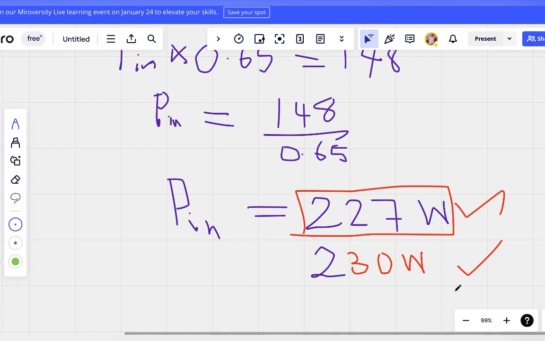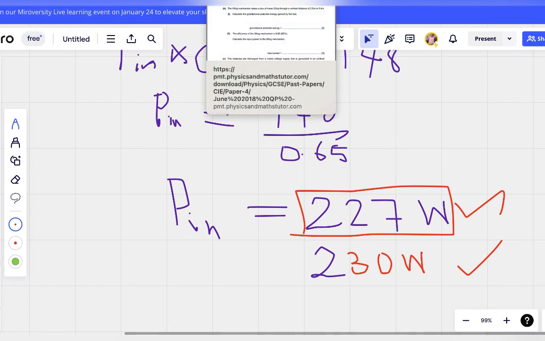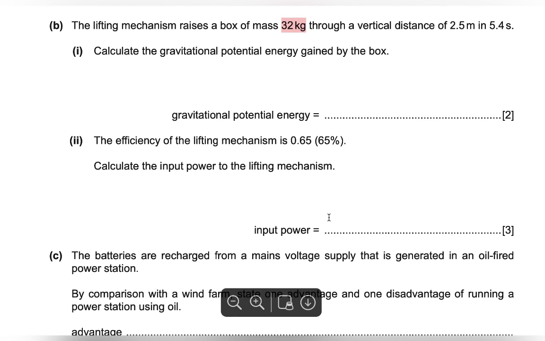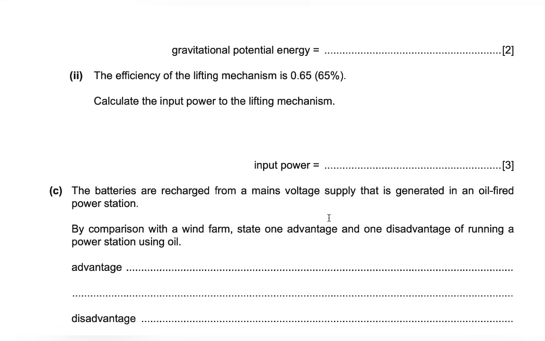Now let's go to the C question. We've done 2B. The C question says, so the input power is 230 or 227. The batteries are recharged from the main voltage supply that is generated in an oil-fired power station. By comparison with a wind farm, state one advantage and one disadvantage of running a power station using oil. Okay, what is the advantage of having a power station using oil and wind? So we will compare, right?